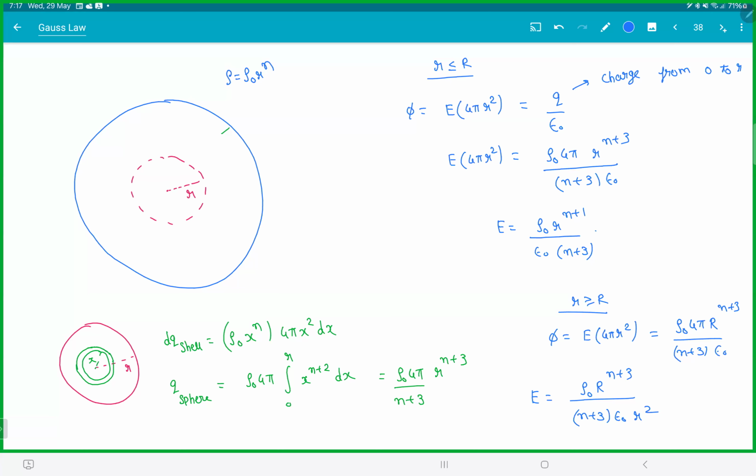Clear with this? Everyone? Any step you're not clear? Next thing. Can I go ahead? Maulika, Swastika, clear? Utsa, Vartika, Palaksh, Neil.